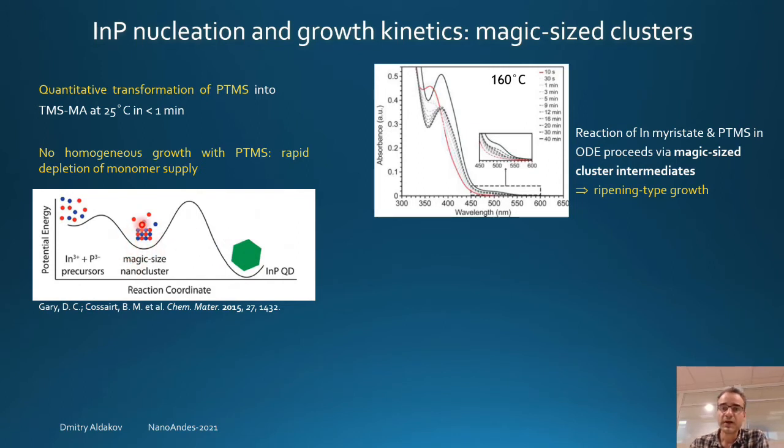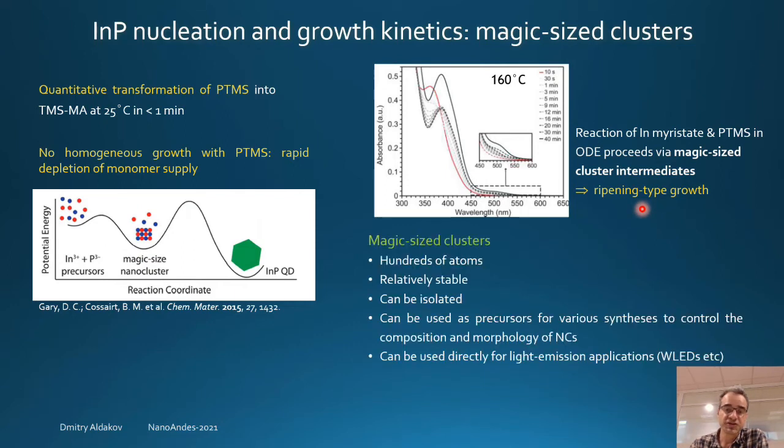stable state. This is a ripening type growth, and these magic-size clusters are a very interesting thing. You can isolate them, taking some precautions, but they are relatively stable. They can be used as precursors for different synthesis of other nanocrystals. You can isolate them and use them for different synthesis, and they can even be used for applications directly, for light emission, for white LEDs, and so on. It's a special field in the research, and it is very interesting. That is why it is so different. The kinetics of the growth of these indium phosphide quantum dots is so different, because it has this stationary, pseudo-stable state.